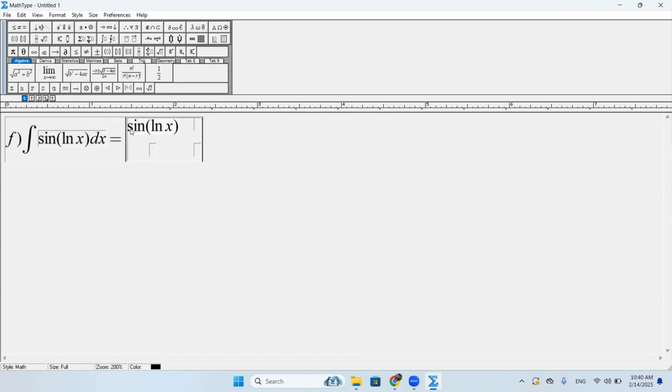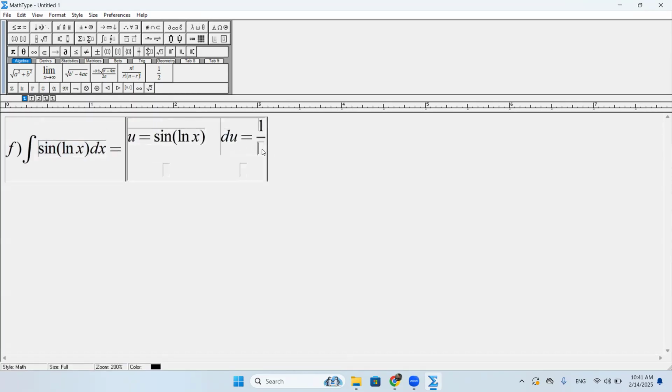So u equals this expression and du equals 1 by x, cosine of logarithm x, dx. So nothing lost: cosine of the outer function, then the derivative of the outer function, derivative of the inner function, so everything is okay. And dv equals dx, so v equals x.